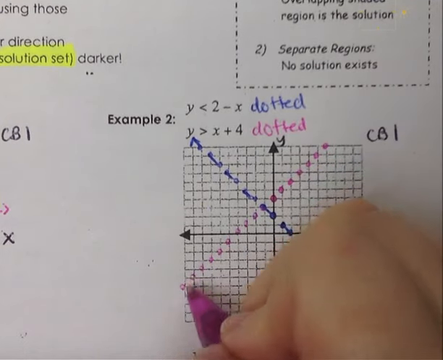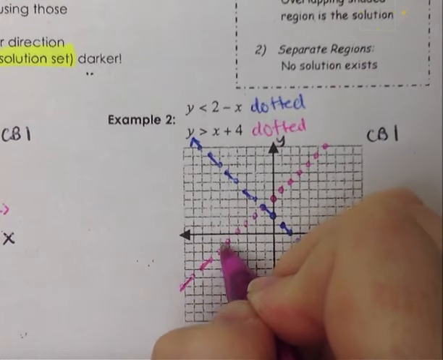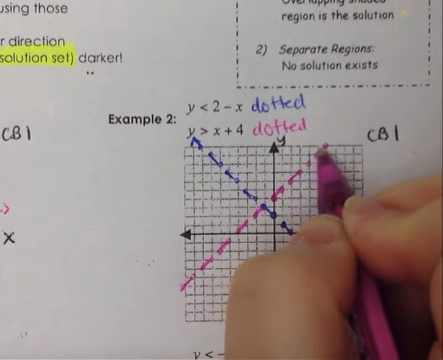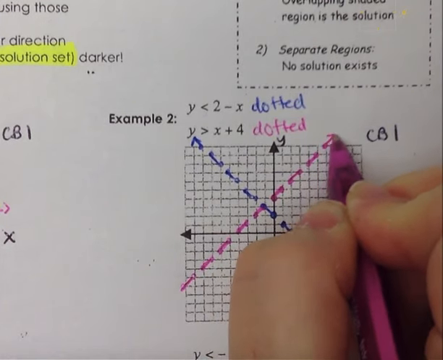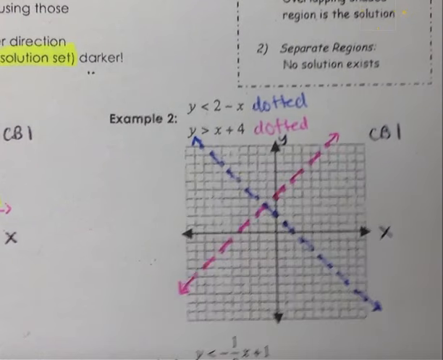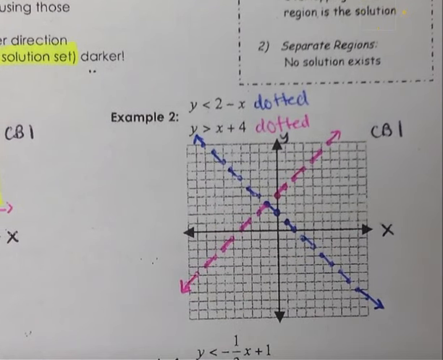Again, since it's dotted, I'm going to connect every other point. This is one of the reasons why I put so many points on here too, because it also gives me time to remember that I have to do a dotted line instead of solid, so that I don't accidentally do a solid line. Alright, now for the shading.